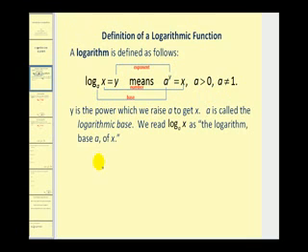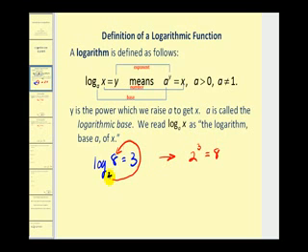So if we have log base 2 of 8 equals 3, this means 2 to the power of 3 equals 8. And a nice way to remember that is just start with the base and kind of go around the circle. 2 to the power of 3 is equal to 8.